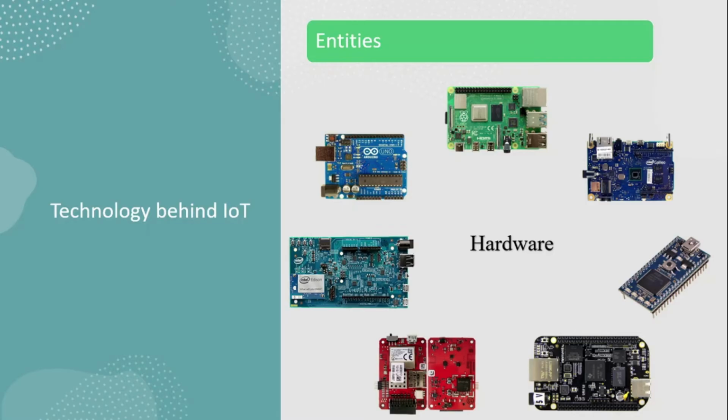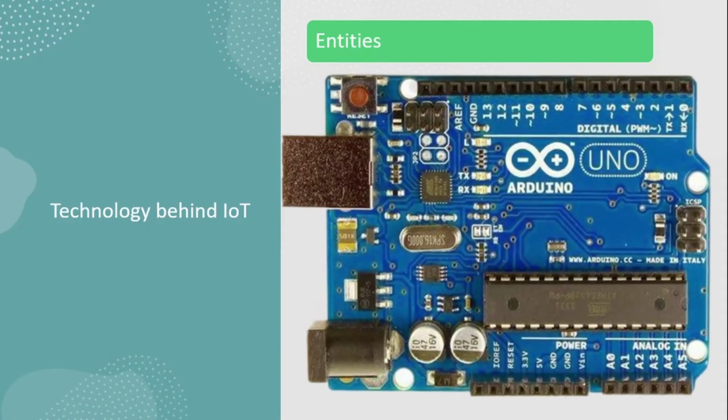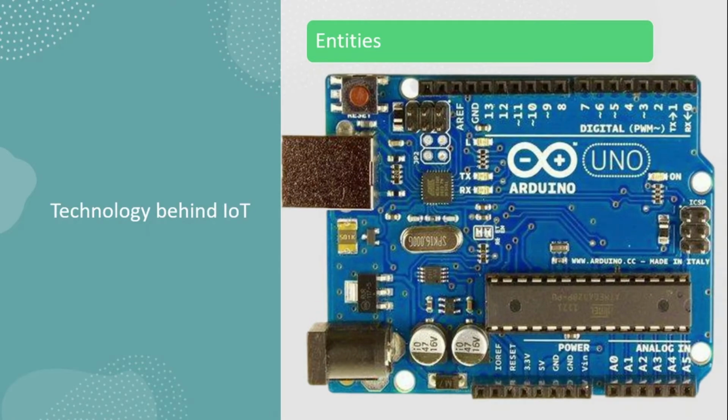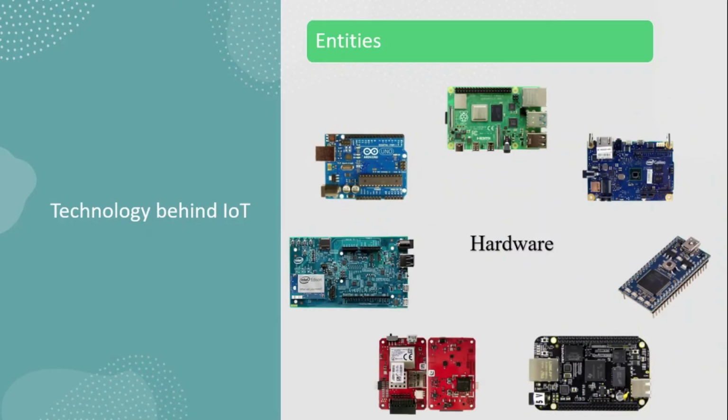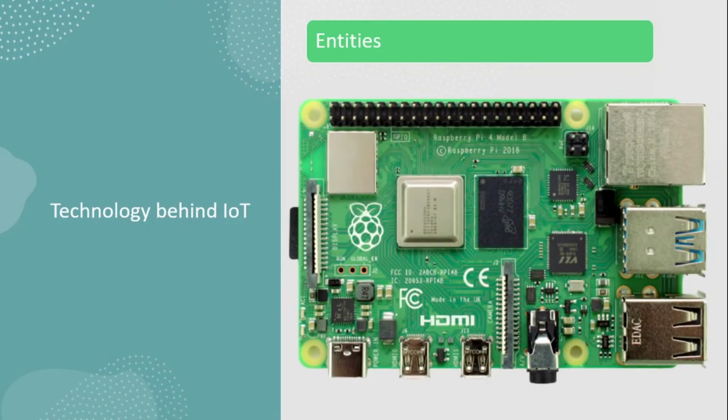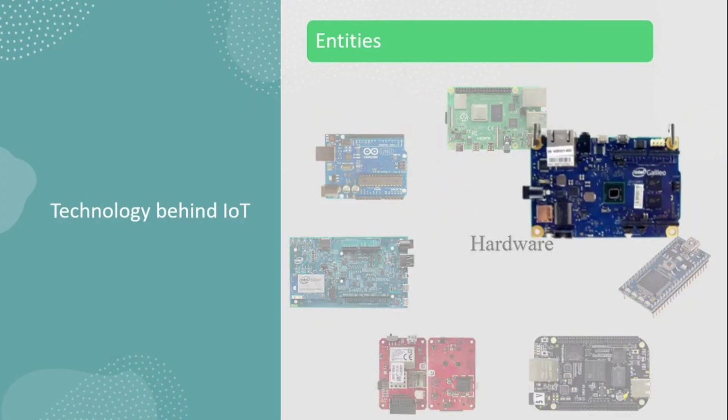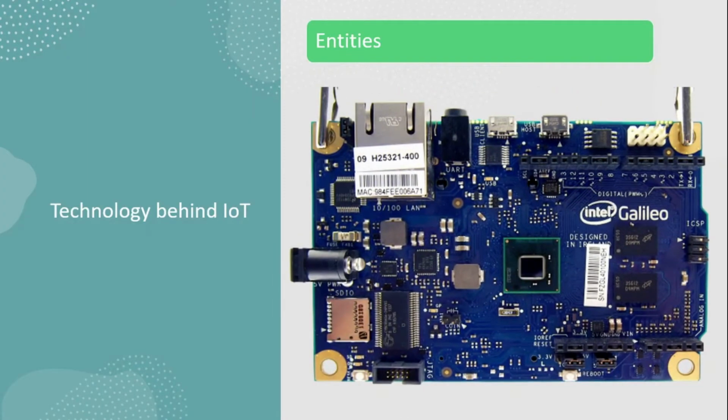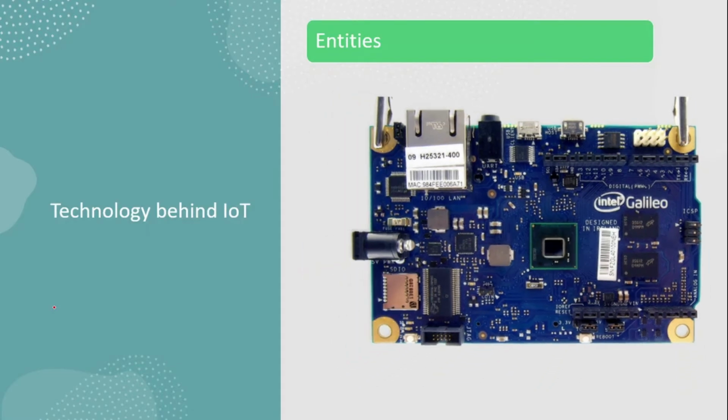Let's see the different development boards. First one is the Arduino Uno board. By using this, we will create different IoT communications. Second one is the Raspberry Pi. In this we will use Python coding. The third one is Intel Galileo. This is also an IoT development board. Of course, the popularity is for the Arduino board and Raspberry Pi.